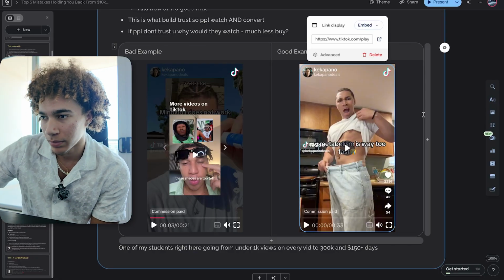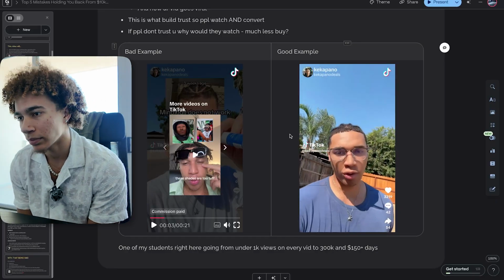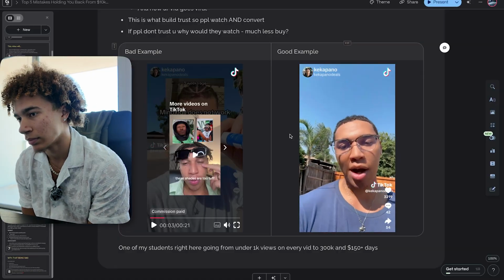Let's watch it. I don't think my metabolism is supposed to be this fast, yo. It took till 2023 for someone to finally tell me we have metabolism boost.